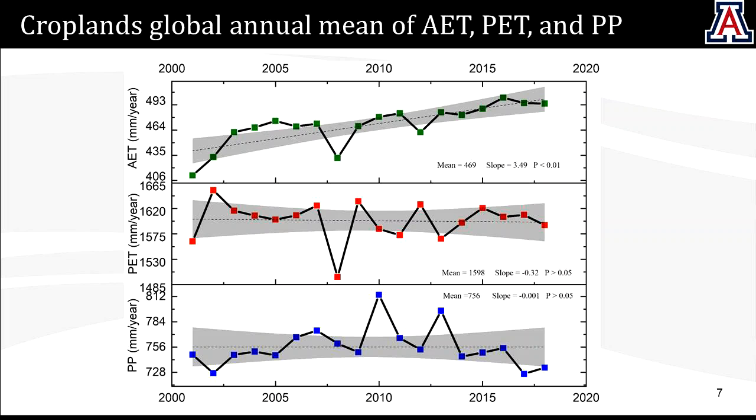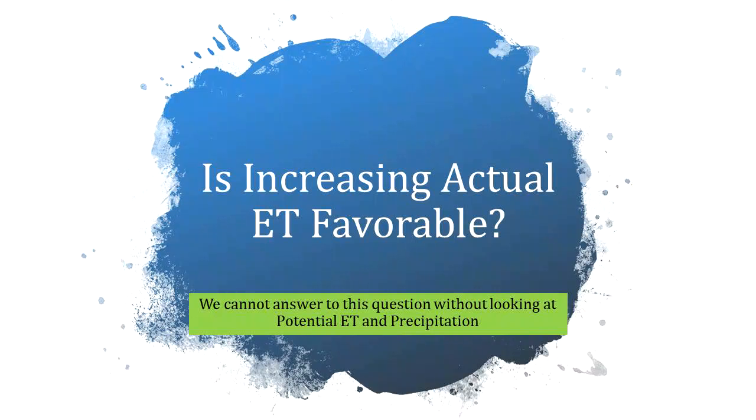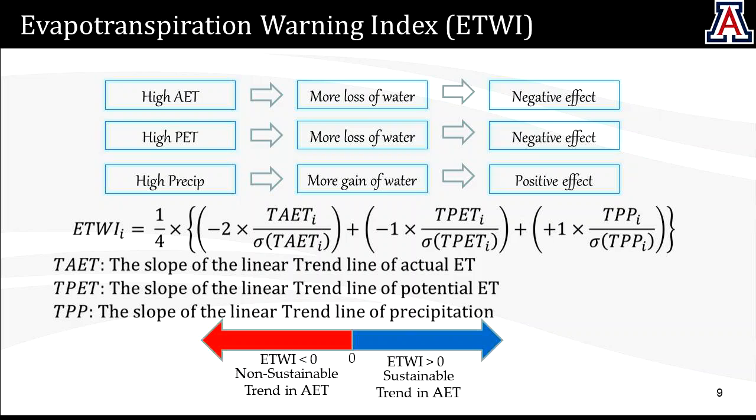AET of the global croplands has increased by 3.5 mm per year, which is equal to 14%, much larger than the AET trend of the natural land. Here there is an important question. How can we talk about ET trends? Is increasing actual ET favorable or not? Actually, we cannot answer this question without looking at potential ET and precipitation.